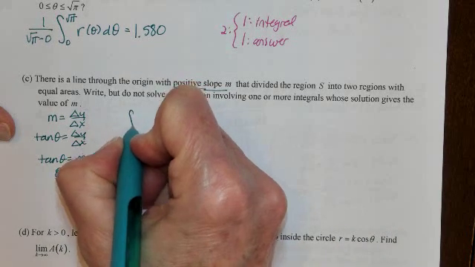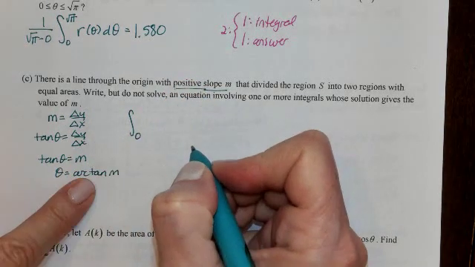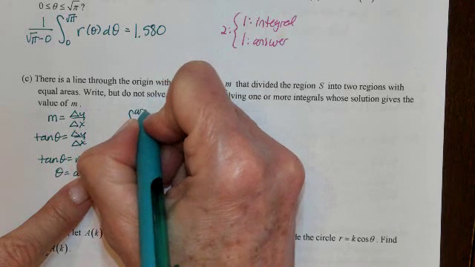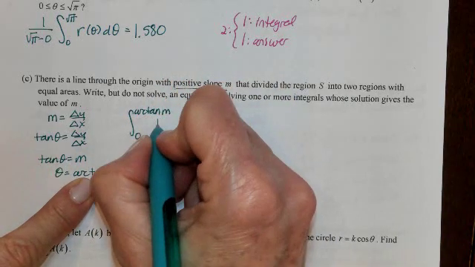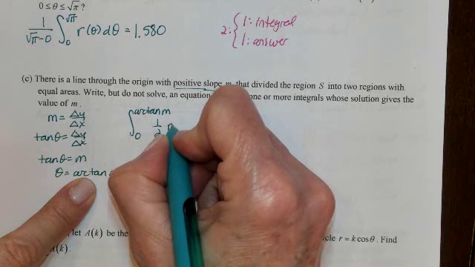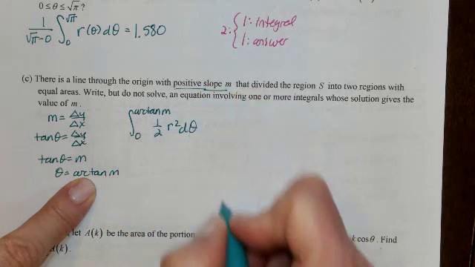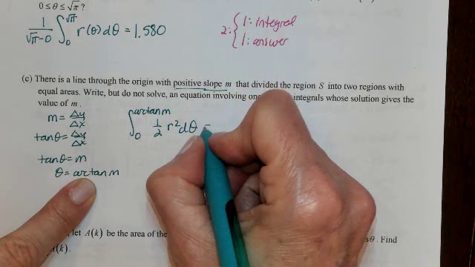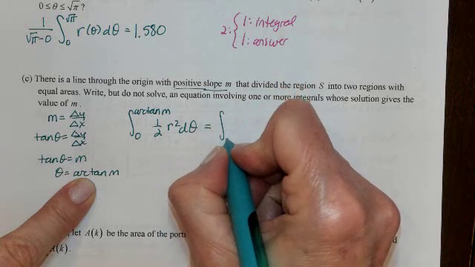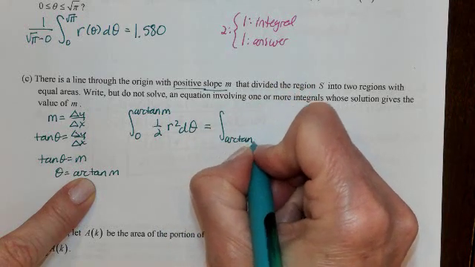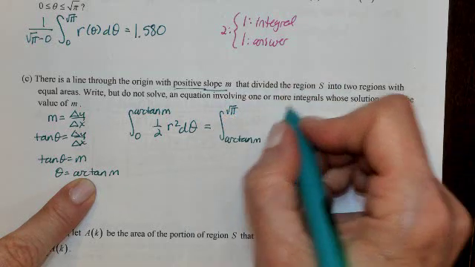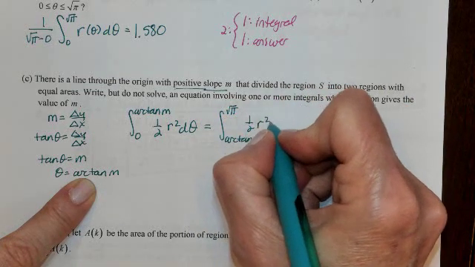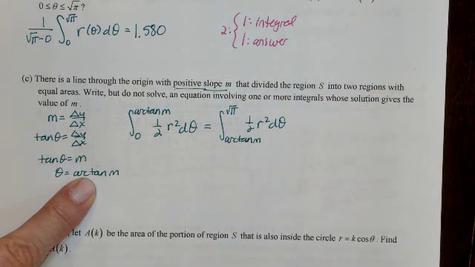So the integral from 0 to that theta of 1/2 r squared d theta must equal the integral from arctan m to square root of pi of 1/2 r squared d theta. Has to be. Okay?